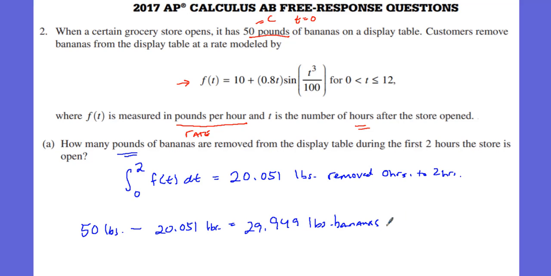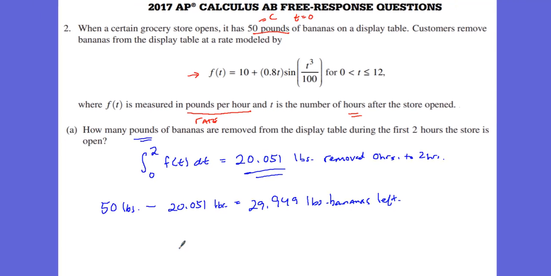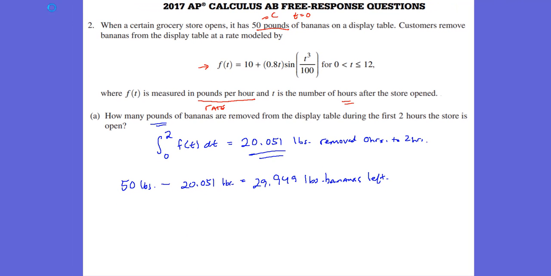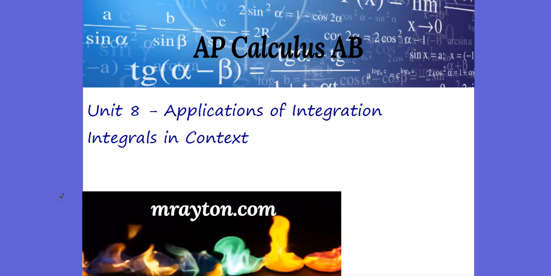B-A-N-A-N-A-S. Bananas. It's bananas, yo. That is how many bananas are left, because we started with 50 pounds, but really we just wanted to know how many pounds were removed. What is the quantity? Which means we're taking the integral, and that is integrals in context.